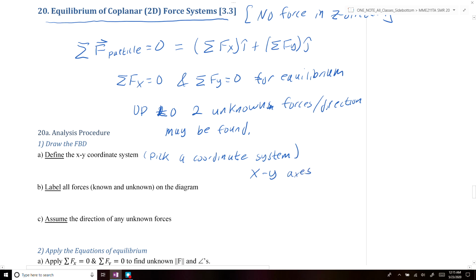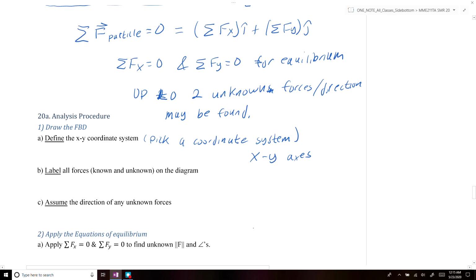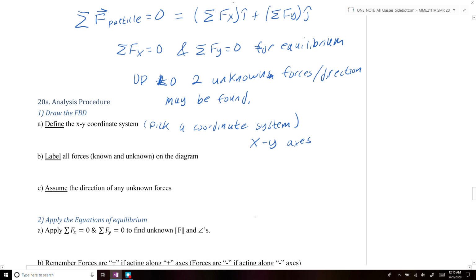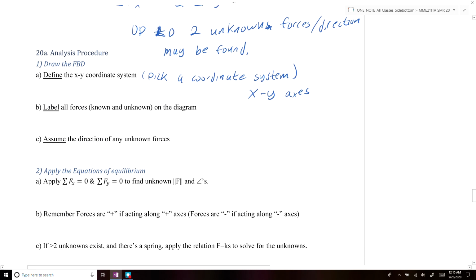Once you do that, you're going to label all the forces, both the known forces and the unknown forces, on the diagram. For the unknown forces, you're going to assume a direction. Is that force going up? Is that force going down? Is it going to the right? Is it going to the left? You're just going to make an assumption for that unknown force, and later on you're going to solve for that force, so you'll be able to determine it no matter what.